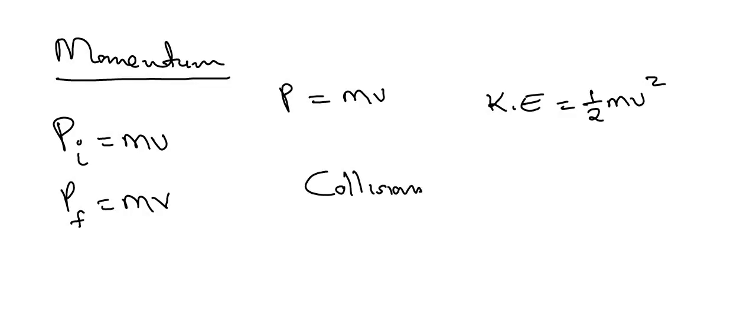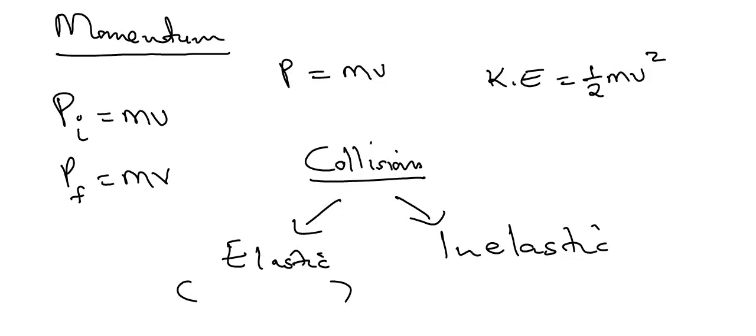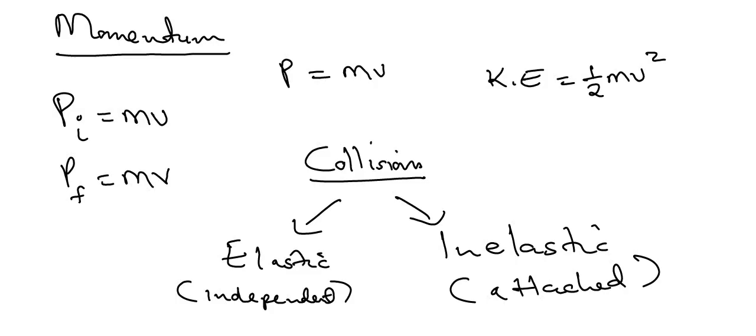And we're just going to say momentum results in collision, or it causes collisions, and we have two types of collisions. There are three in the actual sense, but the common ones are simply two. There is elastic collision and there is inelastic collision. Elastic collision is when the objects that are colliding become independent after the collision. Then in inelastic, they get attached. They start to move together after the collision has happened.